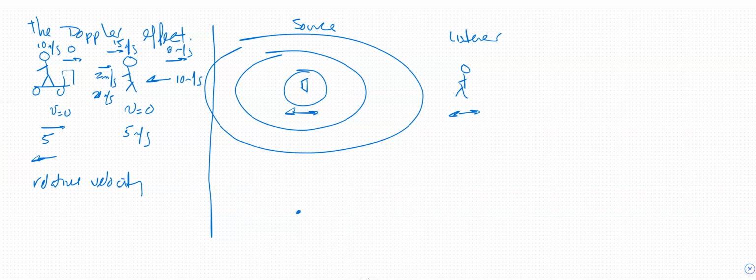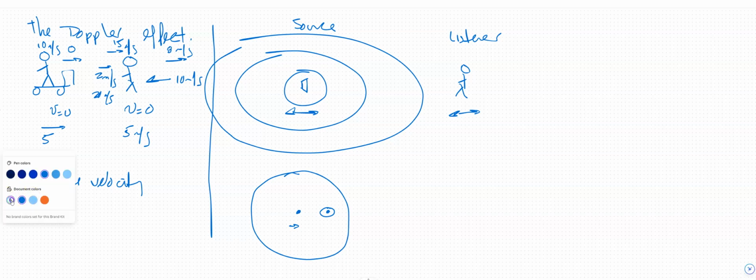This is difficult for me to draw circles. I'll try again. Okay, so it's there. But in the time it took the wave to arrive there, the source was moving. The source arrived here, and then here comes the next sound. So what is the wavelength? The wavelength of the sound is from here to here. This is the wavelength in front of the source.